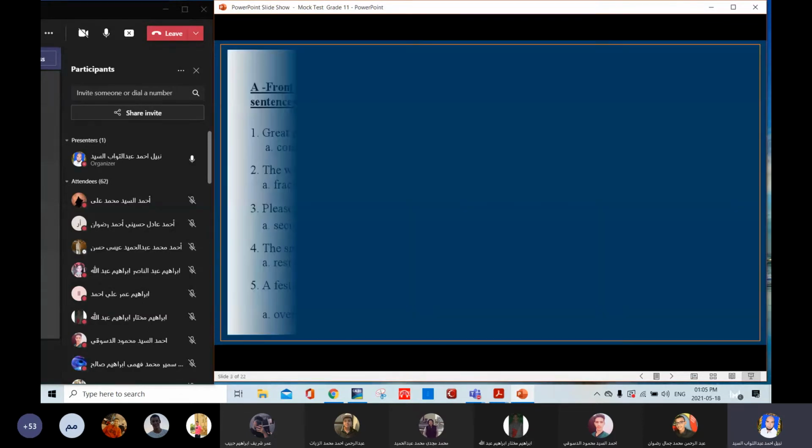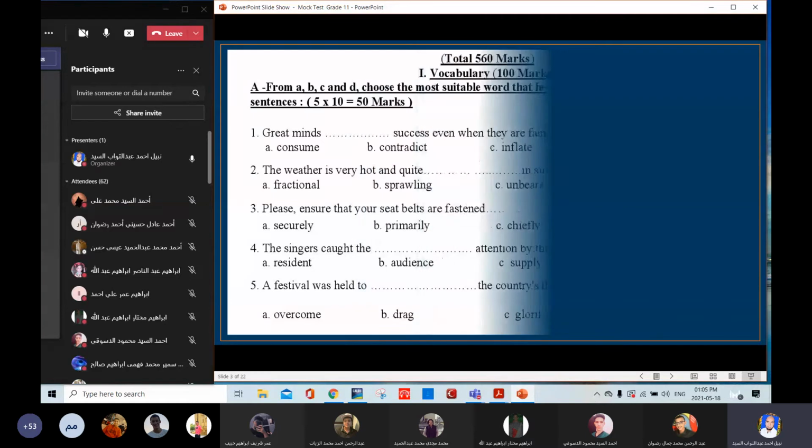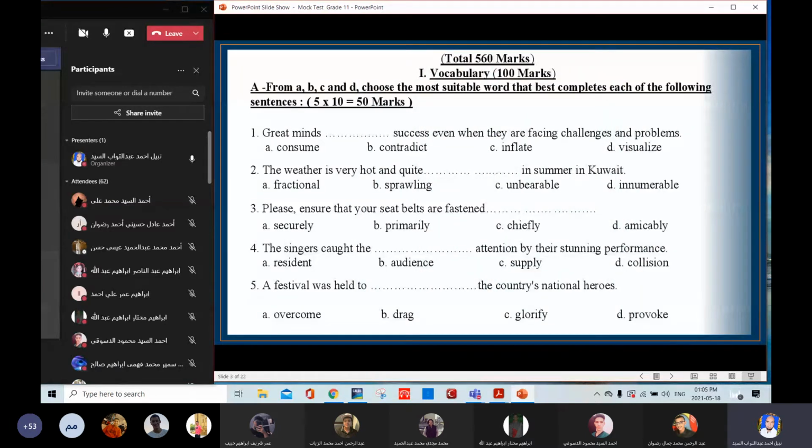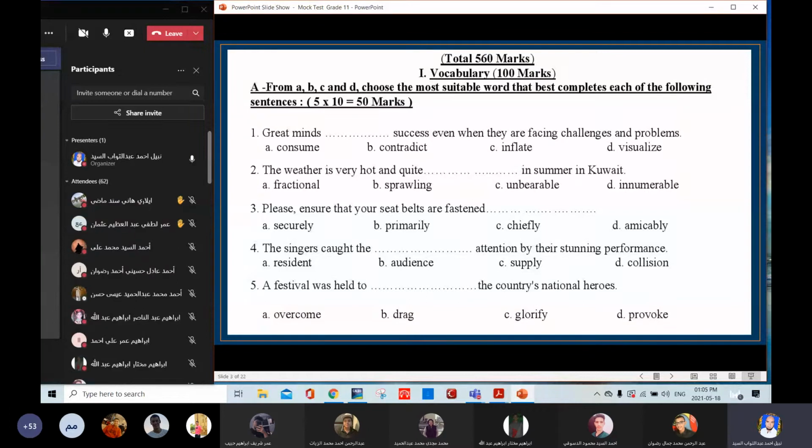Here, the first paper, you have the vocabulary. There are two types of vocabulary exercise: multiple choice, A, B, C, D, or fill in the space. Please read the questions and choose a word that best completes the sentence meaning. You have to understand each word, read the sentence, and choose the best answer. Okay? I'll give you 2 minutes to read the questions and answer.